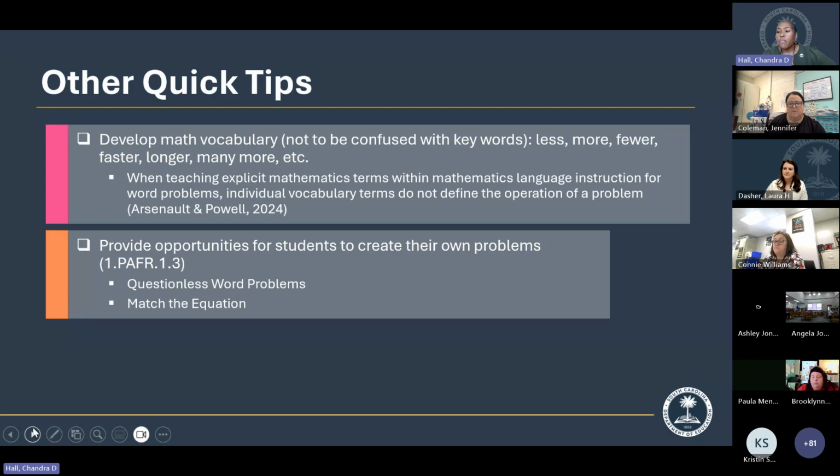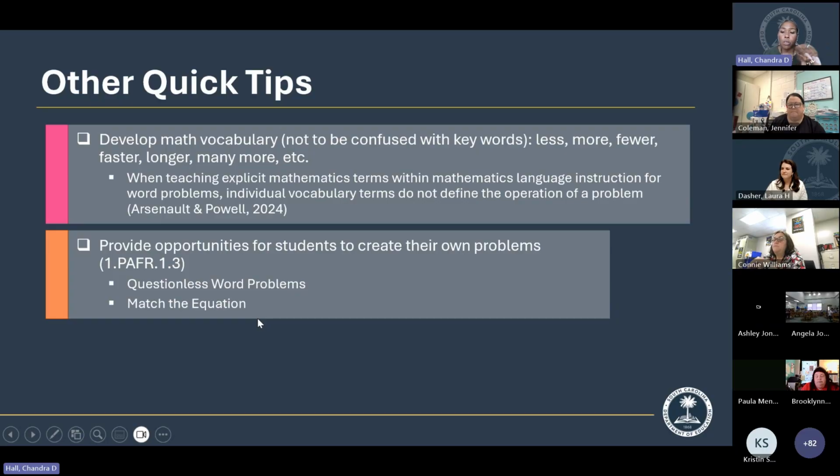Make sure that you provide opportunities for students to create their own problems. Let them create it. You'll see how much pride they have when other people have to solve it. Let them create it, find the solution, and then you can take those up and then pass them out later on. Okay?